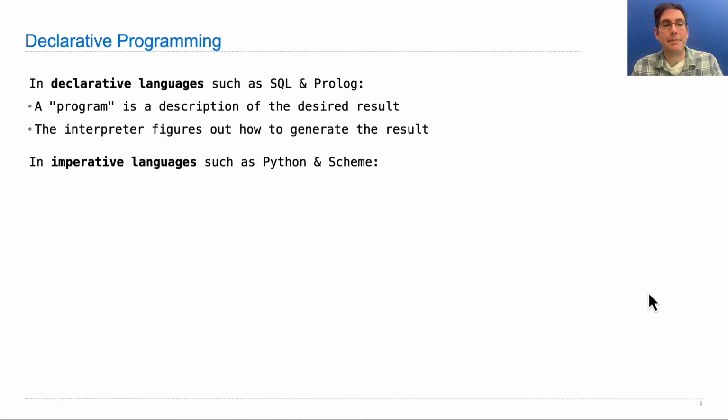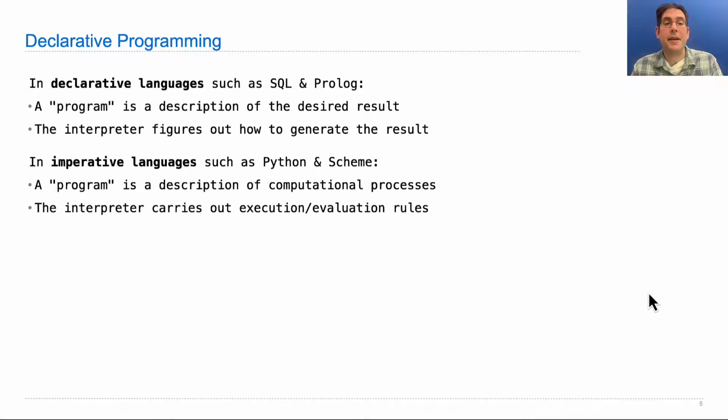Imperative languages like Python and Scheme are different. They have programs, but those are descriptions of computational processes, and the interpreter carries out the execution or evaluation rules for the processes that we describe. So we get to move now from describing the process of computing a result to just describing the result.